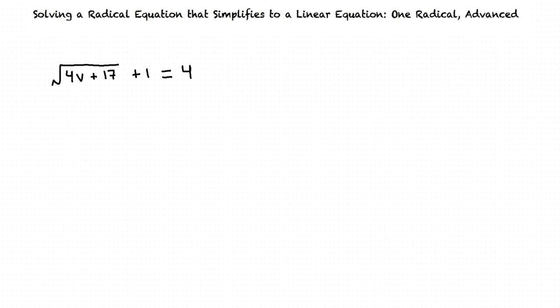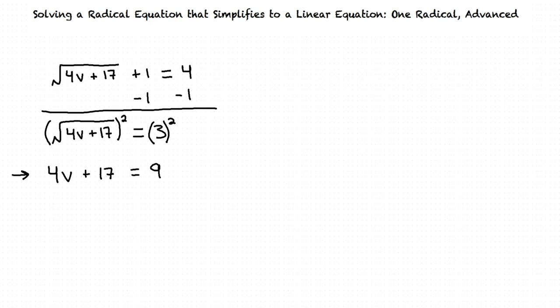Our first step is to isolate the radical to one side of the equation. This is done by subtracting 1 from each side of the equation. Now we square both sides to eliminate the radical sign. This results in 4v plus 17 equals 9.